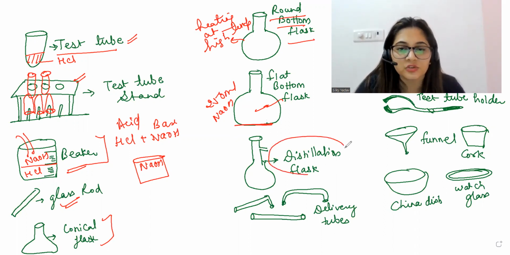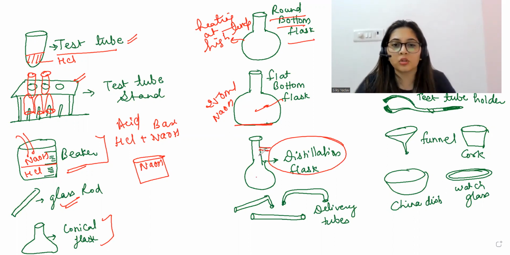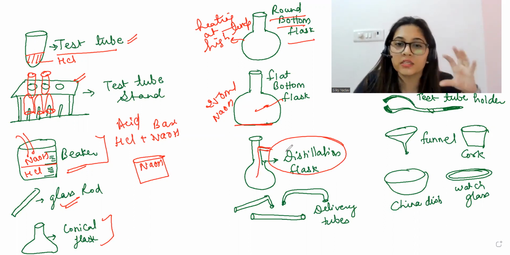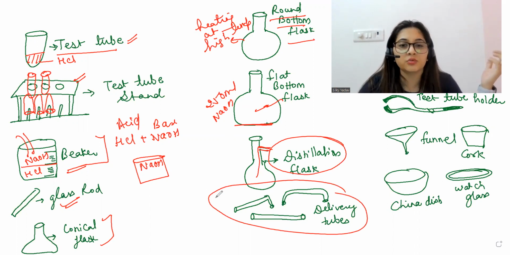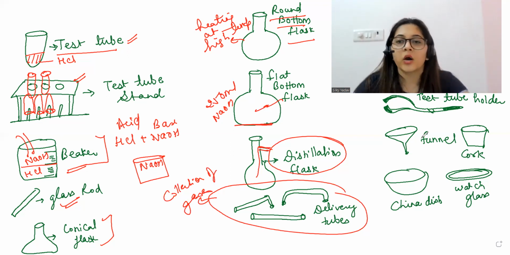Okay, now this is a distillation flask. This is used because, see, there is one gap from which all the gases can leak out. So this is a distillation flask which we can use for the distillation purpose. These are the delivery tubes which are used for the collection of gases.